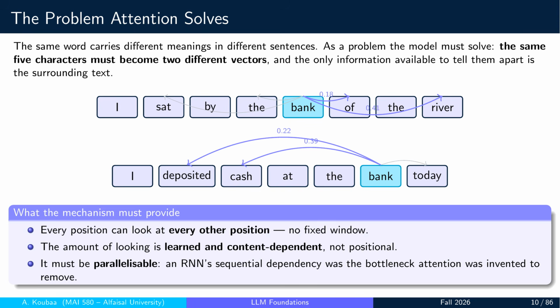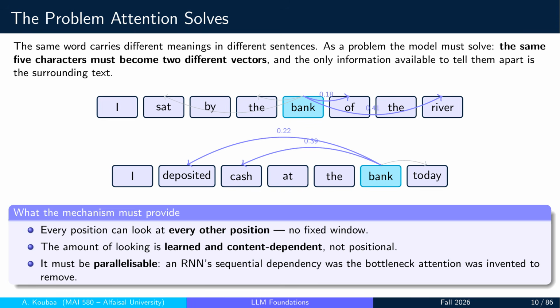The slide names 3 requirements. First, every position can look at every other position, with no fixed window. Second, the amount of looking is learned and content dependent, not positional. The model doesn't always look at the previous 3 words. It looks where the current input suggests it should look.